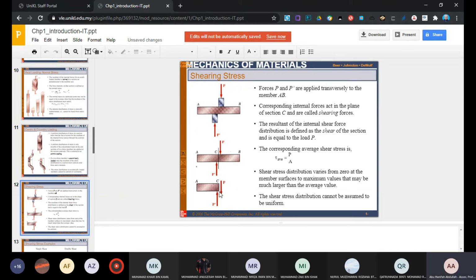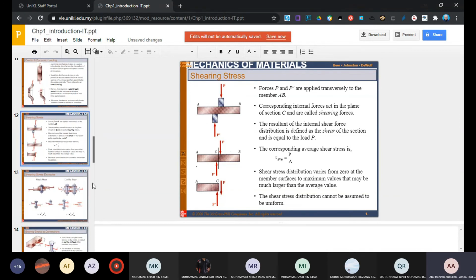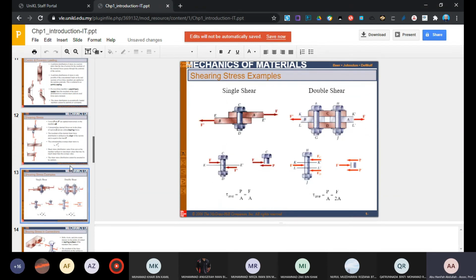So this area is parallel. For tension and compression, the force in this direction is 90 degrees, the area is 90 degrees to the force. For shear, the area is parallel to the force. So that we call shear. And we have to deal with shear. We need to understand how to calculate shear because in aircraft structure, we have many fasteners. Normally, we have mechanical fasteners. Those mechanical fasteners are rivets, bolts, nuts. And we secure two plates together using these bolts, nuts or rivets.